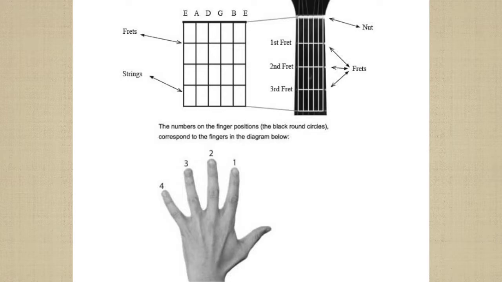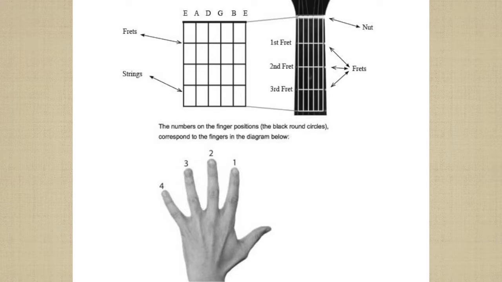This is on our left hand. This is what we would use to put our fingers on the strings to create the different sounds. So our first finger, our index finger, is number 1. Our middle finger is number 2. Our ring finger is number 3. And our pinky is number 4.